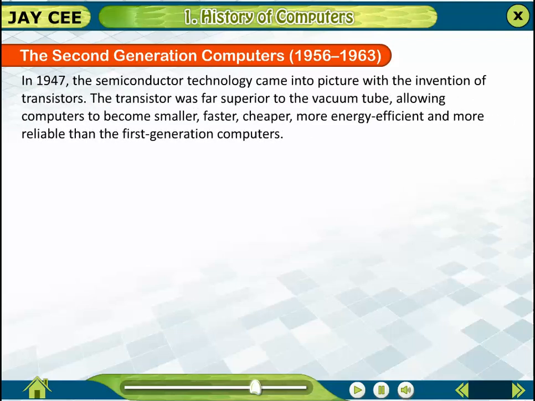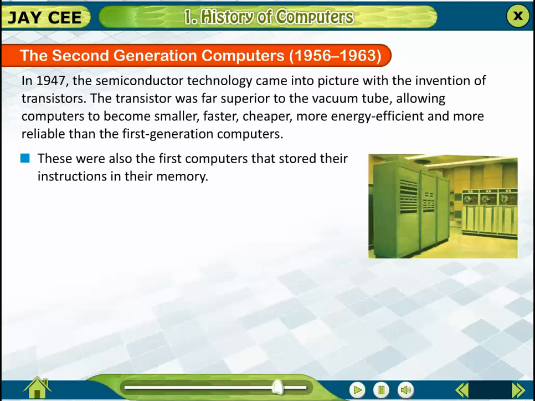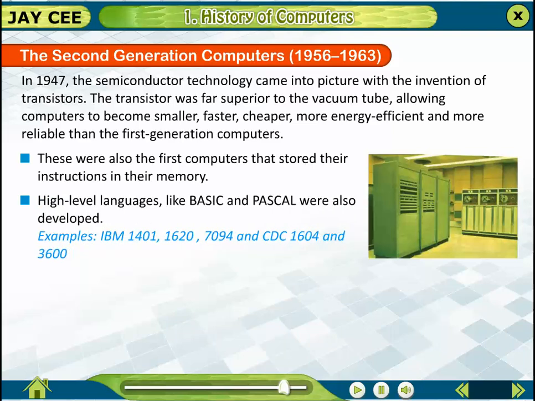In 1947, the semiconductor technology came into picture with the invention of transistors. The transistor was far superior to the vacuum tube, allowing computers to become smaller, faster, cheaper, more energy efficient, and more reliable than the first generation computers. These were also the first computers that stored their instructions in their memory. High-level languages like BASIC and Pascal were also developed.